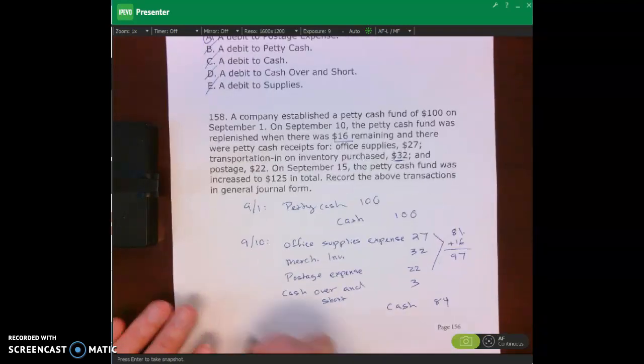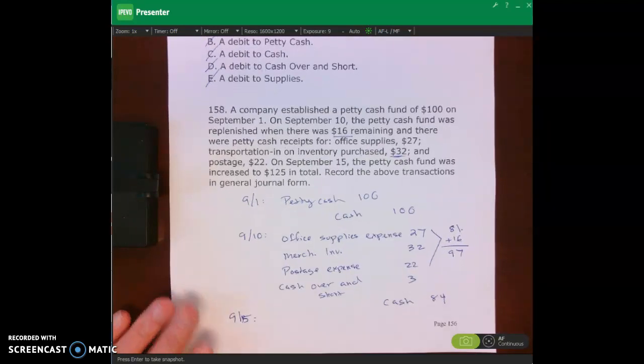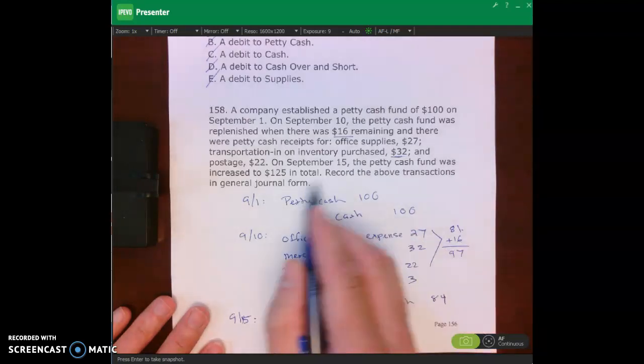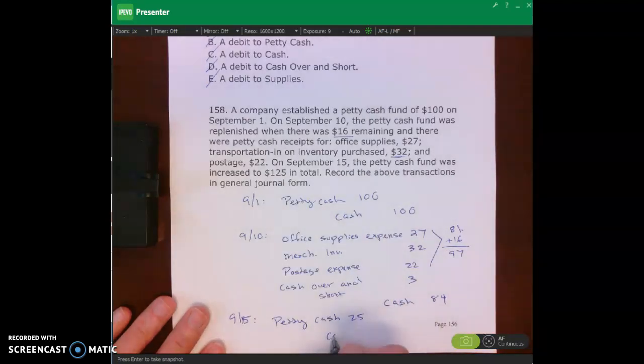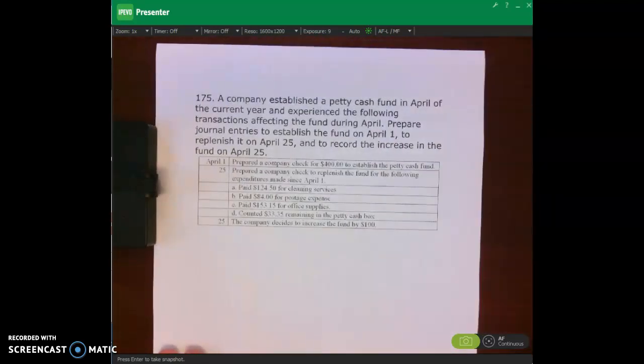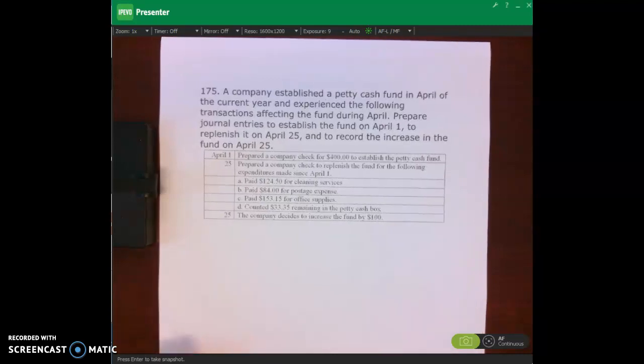Okay? So then on 9/15, I want to increase my petty cash fund. So what I do is I debit petty cash by 25 because it was 100 and I want to increase it to 125, and then I credit cash for 25. Okay? All right, so this next one, 175, I want you to pause the lecture video and give this one a try, and then we will go over it, okay?